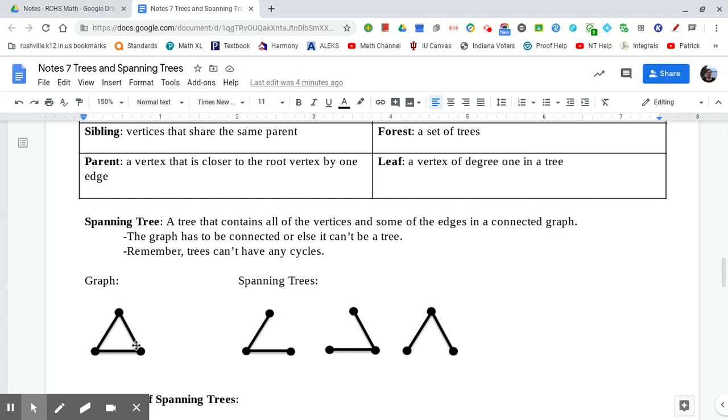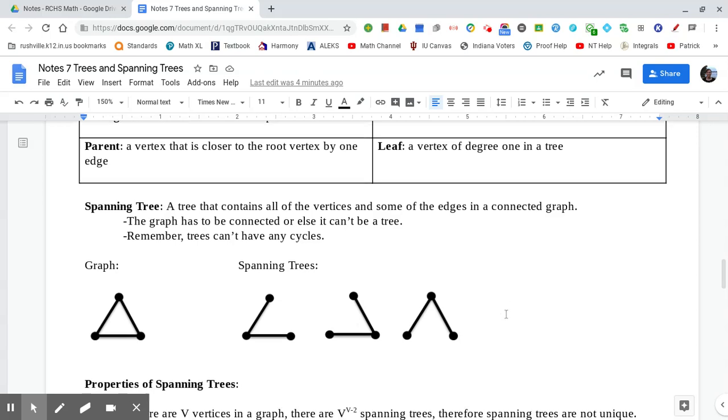Right now, this is not a tree. Why is it not a tree? Well, because there is a cycle right here. All right, but what we can do is we can find all of the spanning trees that exist within it. So what that means is we're just going to use all of the vertices, but we're not going to use all of the edges. And so there are three possibilities. We could exclude this edge and get this spanning tree. We could exclude this edge and get this spanning tree, or exclude this edge and get this spanning tree.